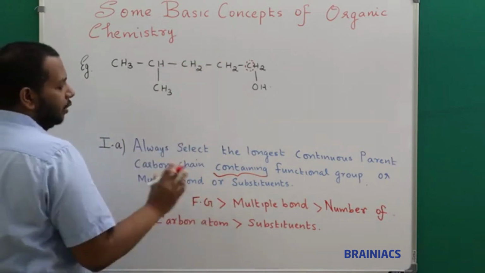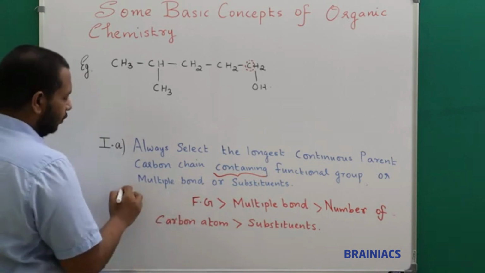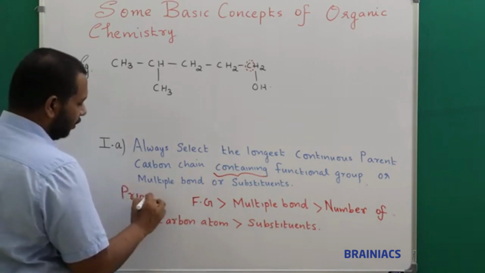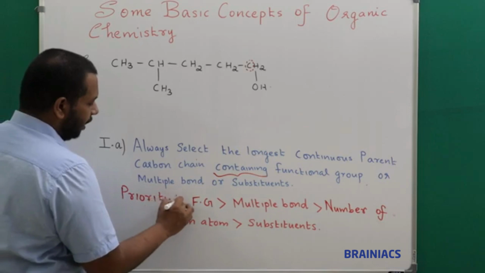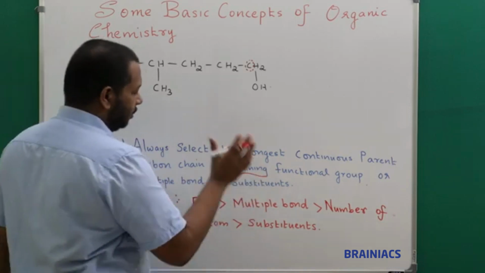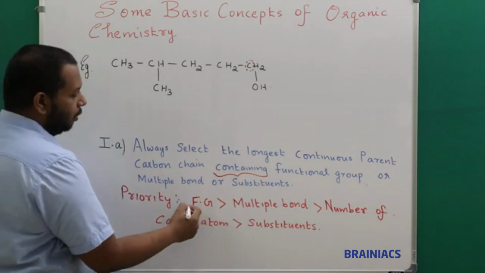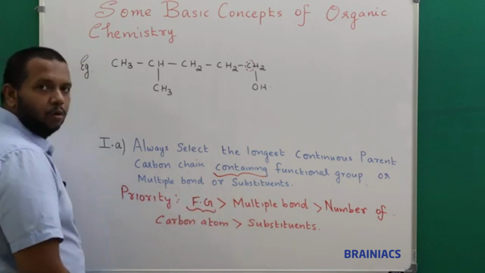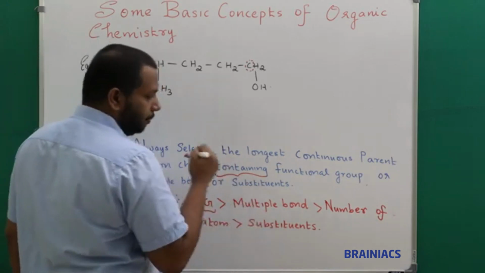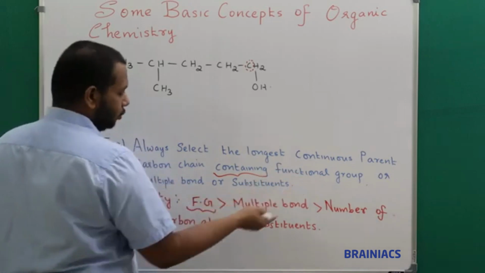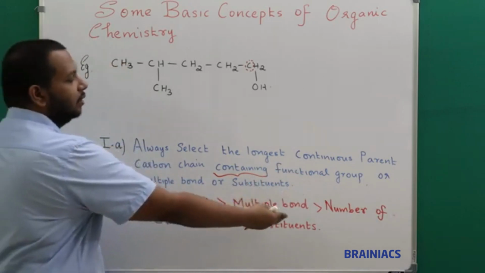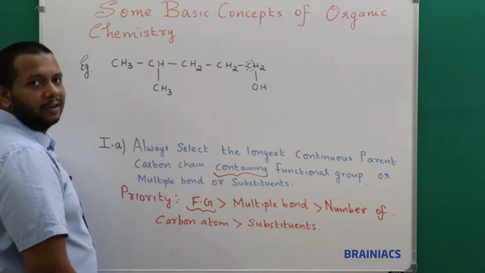So the priority order is always, listen here. So if you see the priority order, okay. If you have all these things present, the first priority goes to FG. It stands for functional group. Then the priority goes to multiple bonds. Then the priority goes to number of carbon atoms, and then only it goes to substituents finally.